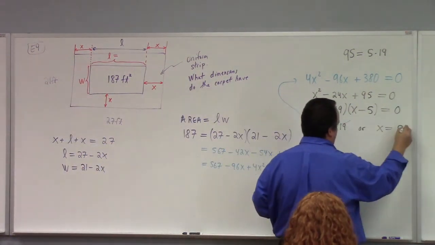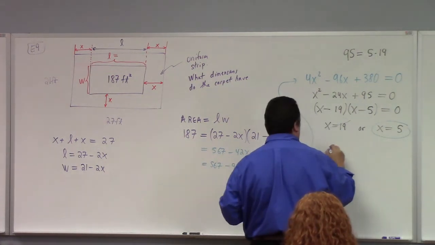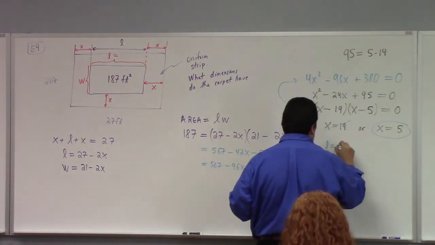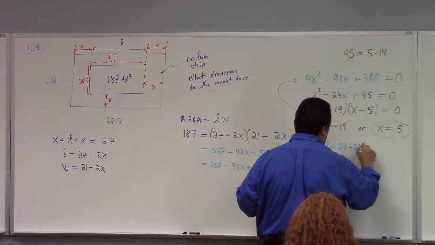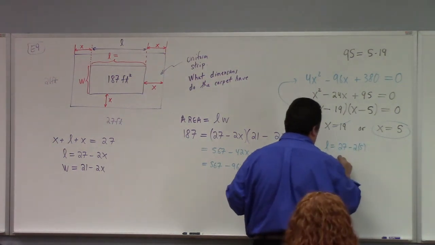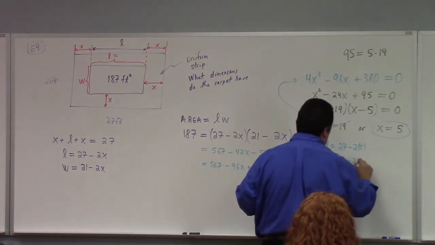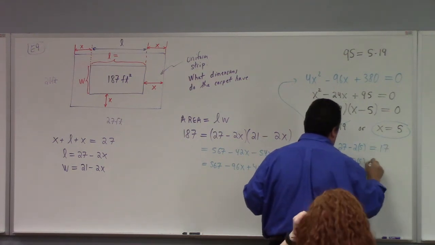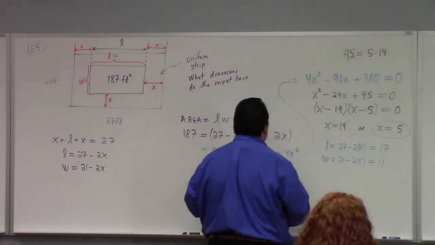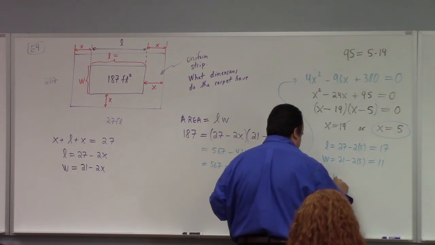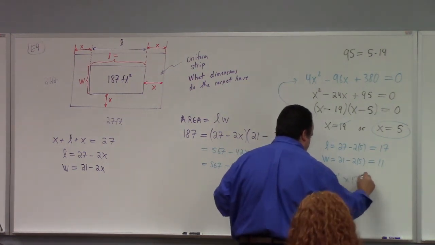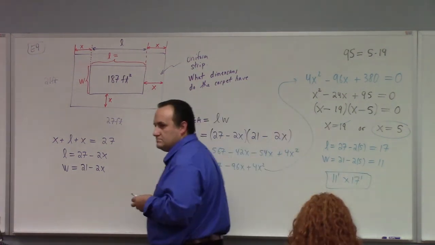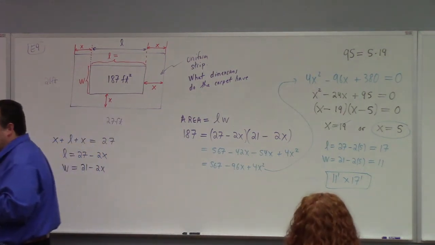5 is good. And so that gives me the length is 27 minus 2 times 5. The width is 21 minus 2 times 5. So that's 17 and 11 respectively. So the dimensions are 11 foot by 17 foot. That's the answer here.